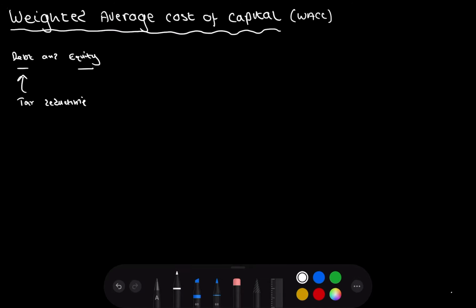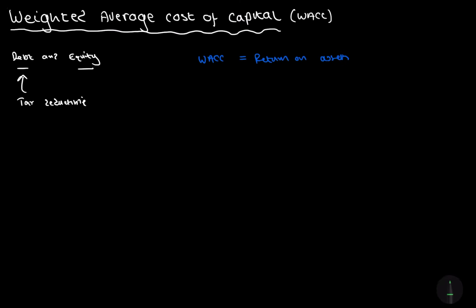What we've got to remember first is that the weighted average cost of capital is also equal to the return on assets. What do I mean by this? I'll show you. I'll do a fairly basic balance sheet. Assets, we'll have liabilities plus equity. And I'll draw a dividing line there and there.